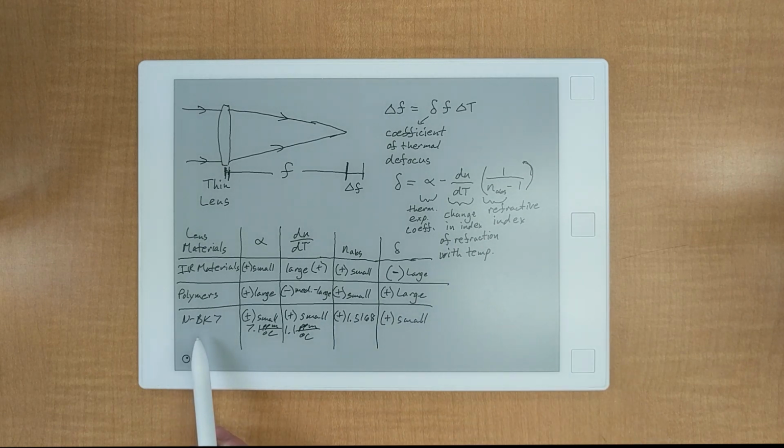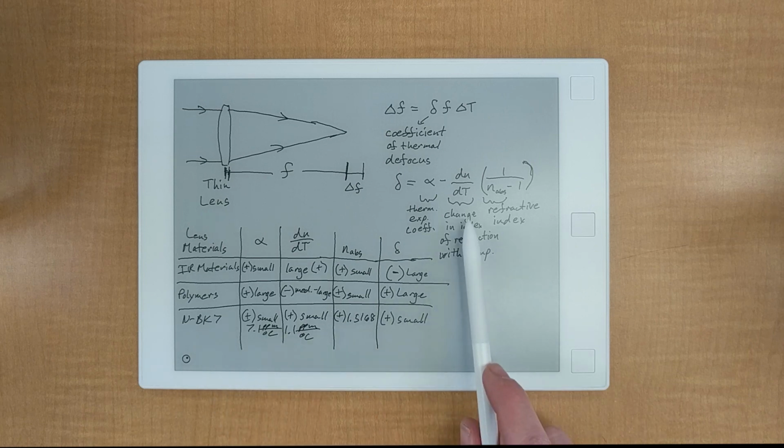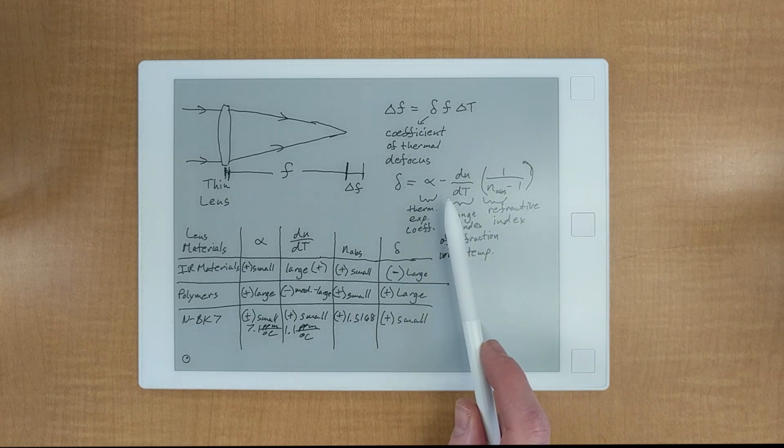So that's one of the advantages of this material. And so with other glasses, you can do the same type of eyeballing. Will this material react to temperature drastically, just based off of this very simple equation?